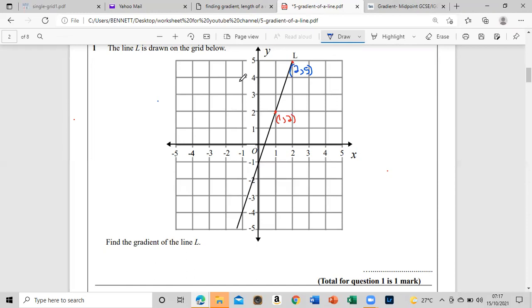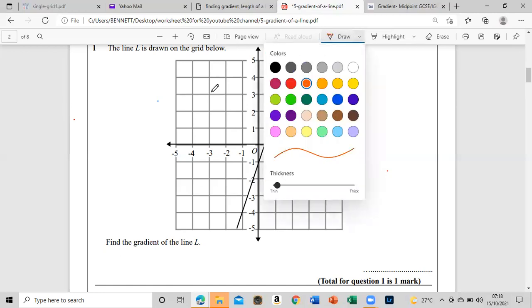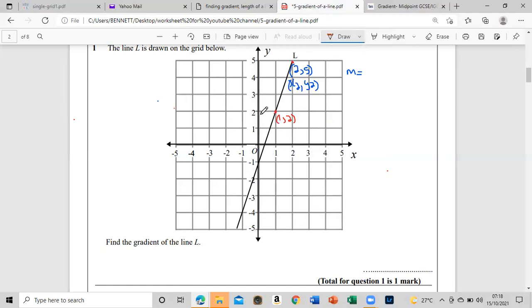So now we can plot. Now we can find the gradient. Now the gradient M is defined as... Oh, I'm going to label it first. This I call that one x2, and y2. Right. So for each coordinate, it has an x and a y, which we read the x first. This is x1 and y1.